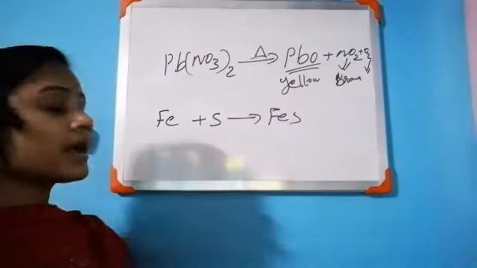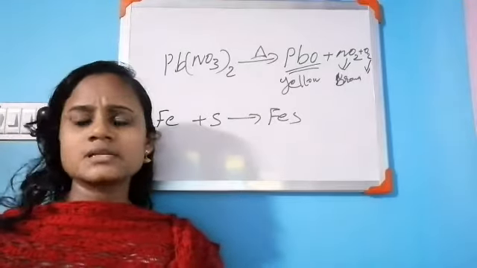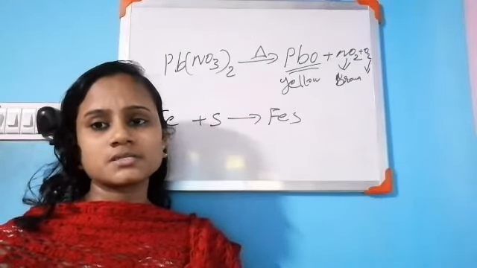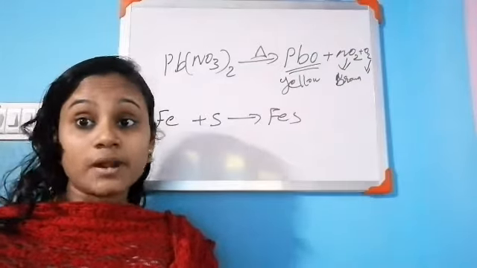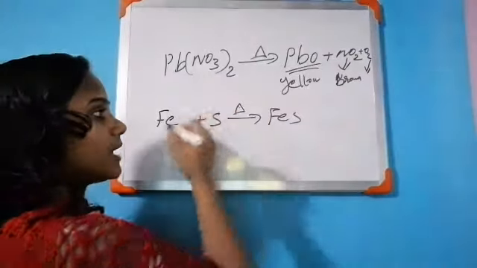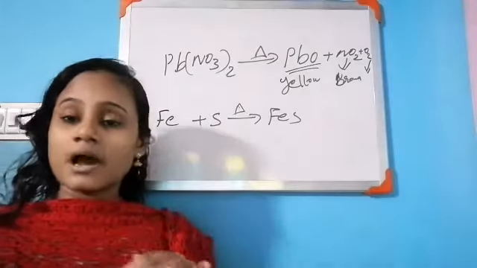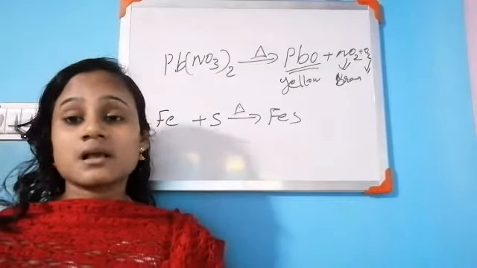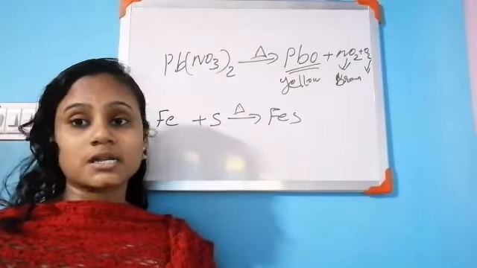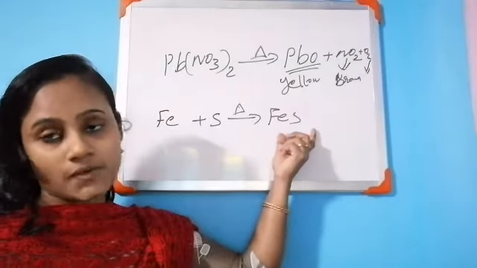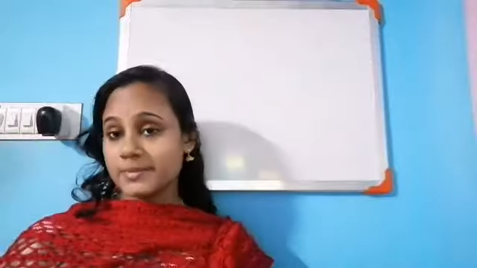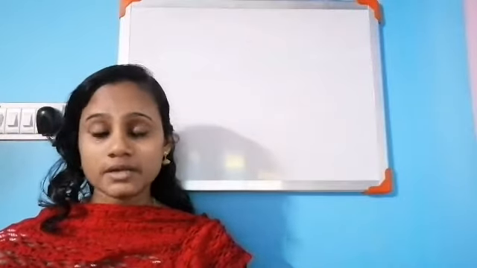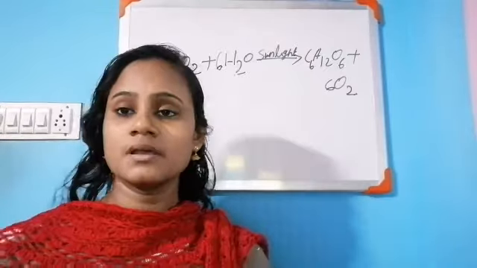Another example, iron and sulphur. If iron powder and sulphur powder are just mixed with each other, nothing happens. But when we apply heat, the iron and sulphur combine to form a new product, that is ferrous sulfide. So some chemical reactions take place only in the presence of heat.